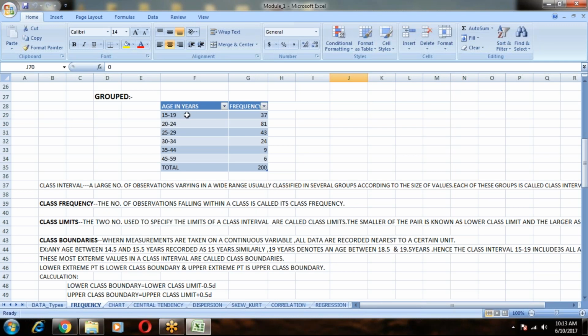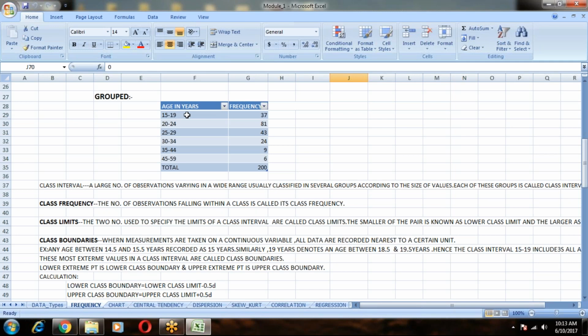So there is a continuity. There would be a continuity. But here we can see it is discrete in nature. 15 to 19, then there is a gap. Then it's starting from 20 to 24. Then again it's starting from 25 to 29. So this is not continuous in nature, right?